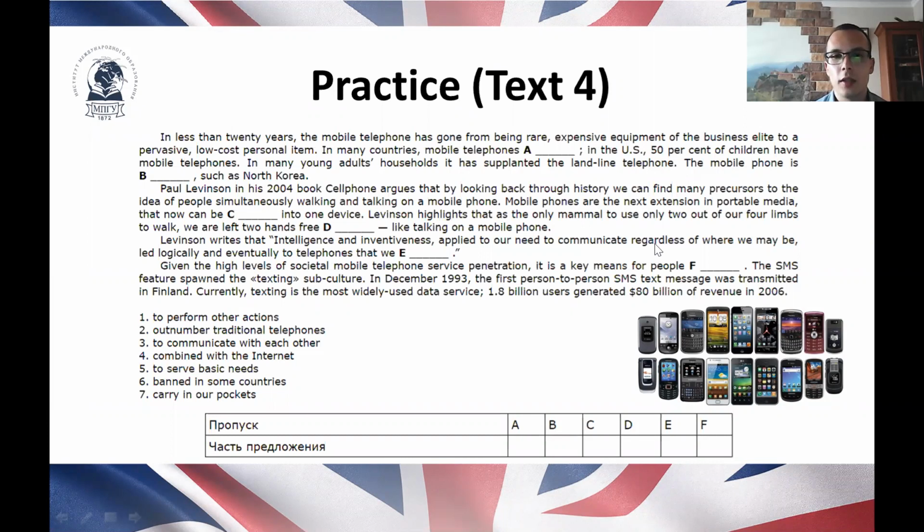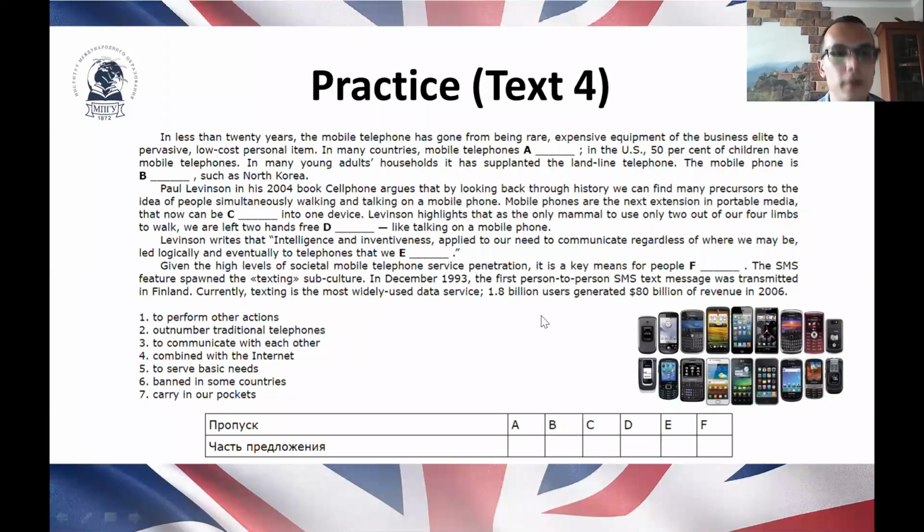Outnumber traditional telephones. And some will say that combined with the internet, it's not like, I guess, combined, it is a part of, there should be an auxiliary verb like is, was, yeah. So it's not the full sense here. Yeah, it is the second parent. I agree with you. You have put here. Okay, B1.